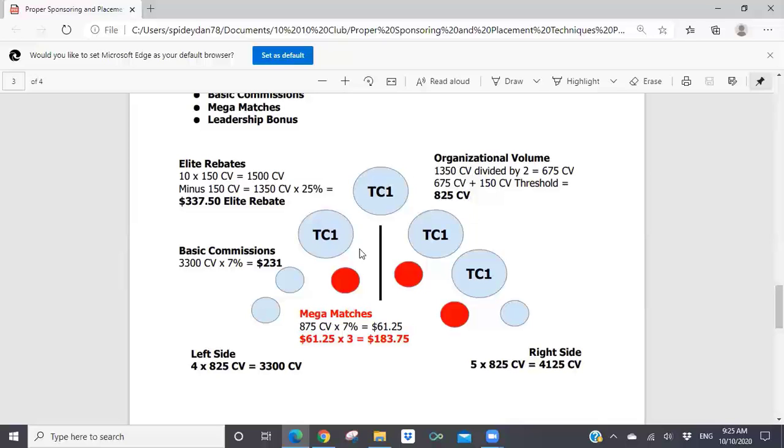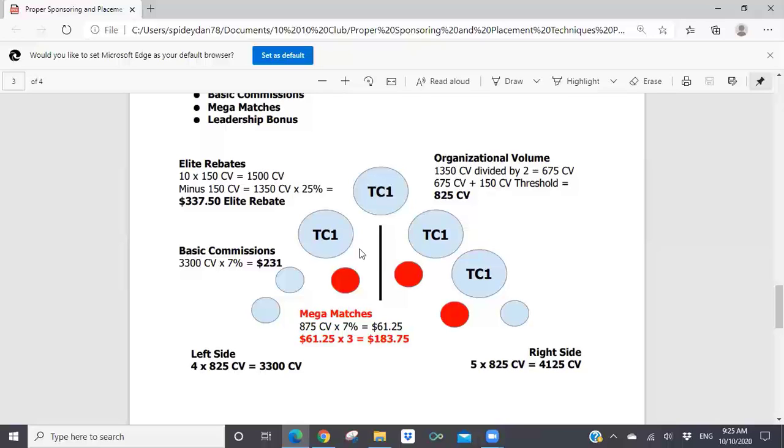And again, how are commissions paid out in the United States? Well, I've got to subtract the threshold, which is 150. That leaves me with 1,350 CV above the threshold. I get a 25% return on that called Elite Rebate. So I earn $337.50 in Elite Rebates.